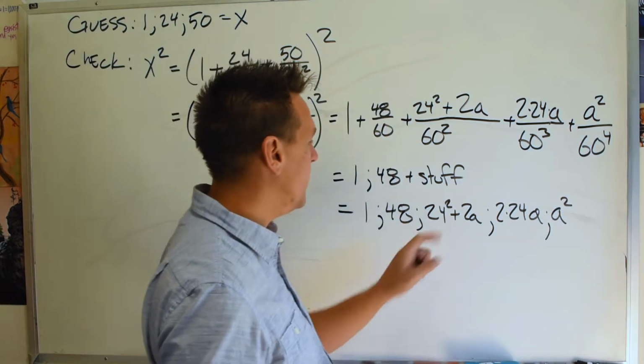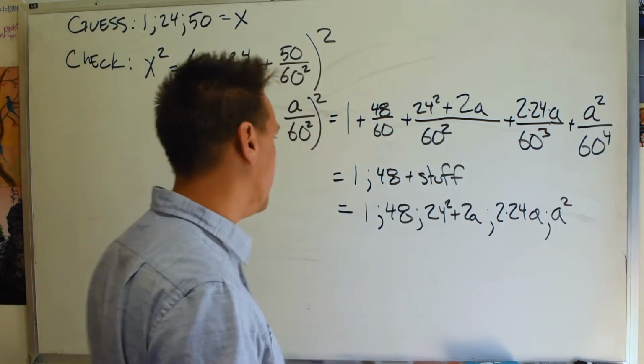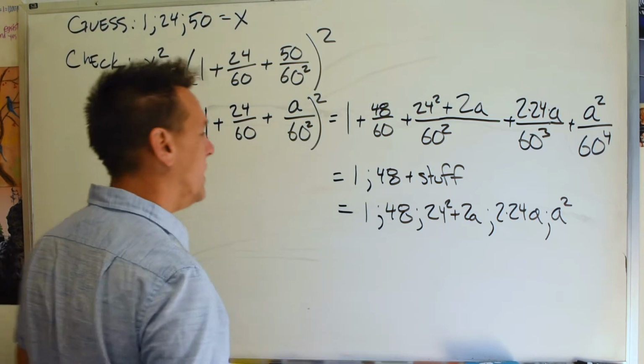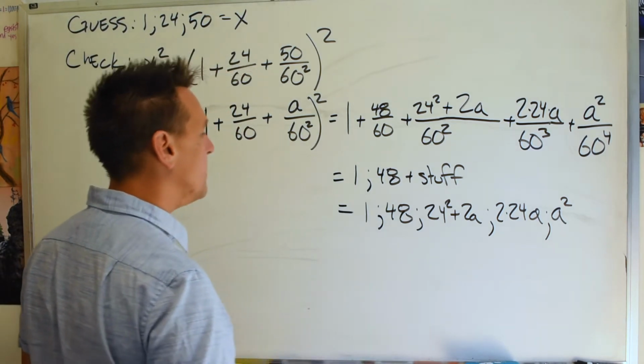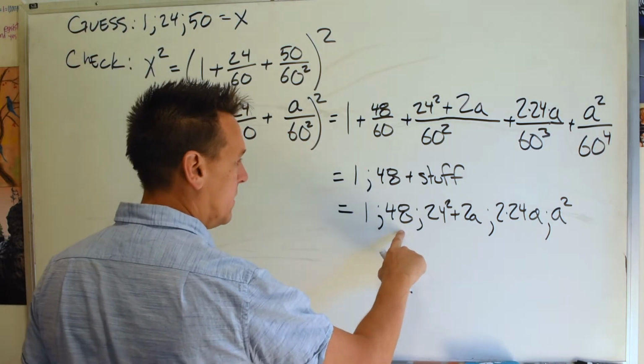And notice too that 24 squared is a pretty big number. Maybe I want to take care of some of that ahead of time. 24 squared, we already did, is 576, which gives me another 9 units over here.